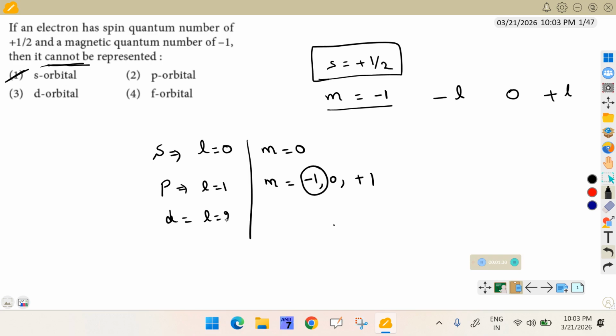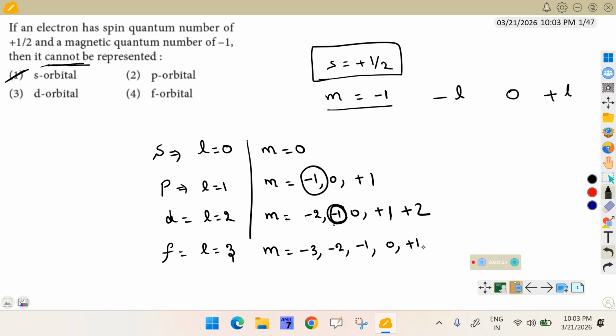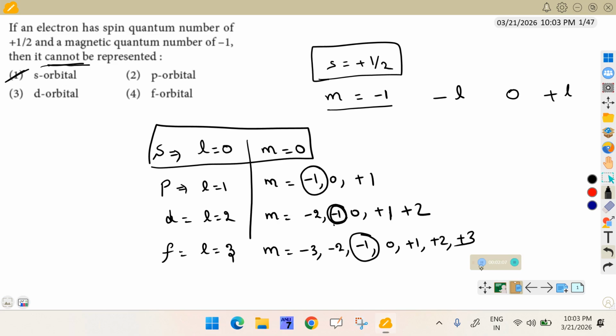D orbital: L value is 2, m values are minus 2, minus 1, 0, plus 1, plus 2. Yes, in d orbital case also, magnetic quantum number minus 1 is possible. F orbital: L value is equal to 3, possible m values are minus 3, minus 2, minus 1, 0, plus 1, plus 2, plus 3. Magnetic quantum number of minus 1 is possible. Minus 1 is not possible in case of s orbital.